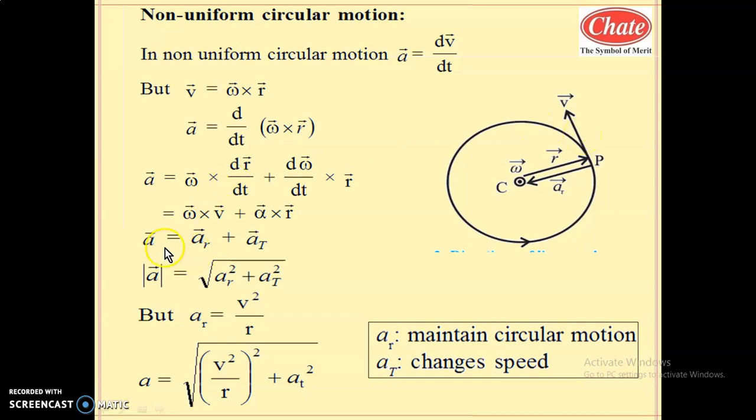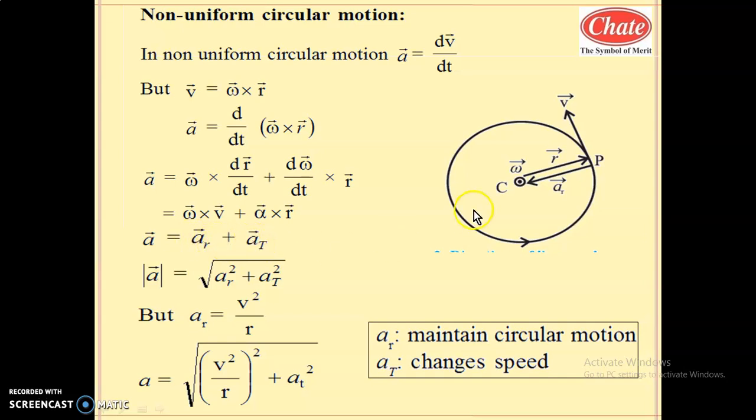It means here the net acceleration is the sum of two accelerations, and the two accelerations are mutually perpendicular to each other. One is along the radius toward the center and another one is along the tangent. As the angle between these two vectors is 90 degrees, the magnitude of the resultant of these two vectors is given by the formula under root of p square plus q square plus 2pq cos theta. Theta is the angle between these two vectors.